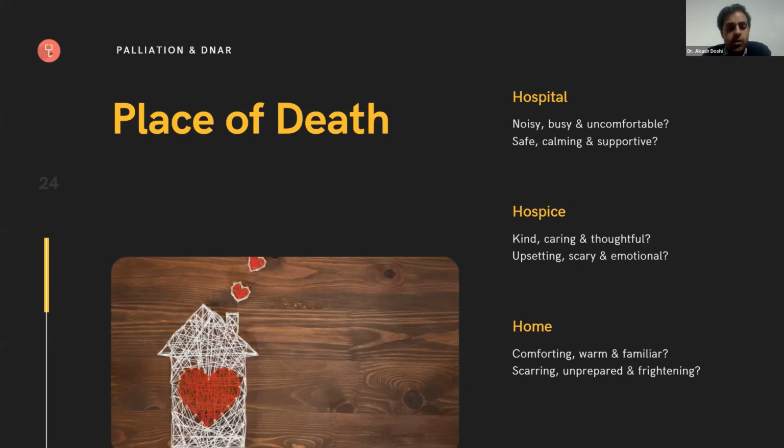Next, we might consider hospice. Hospice, for example, might be very kind, very caring and thoughtful. Everyone's going through the same process, and so they're helpful and equipped to deal with that, to prompt those discussions and have those conversations with staff who would regularly have them. But also, it might be really upsetting to be in a place where everyone is dying, or everyone is having symptoms associated with that process. It might be very, very scary, very emotional.